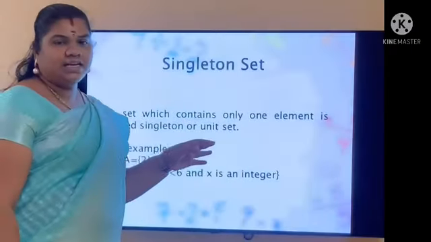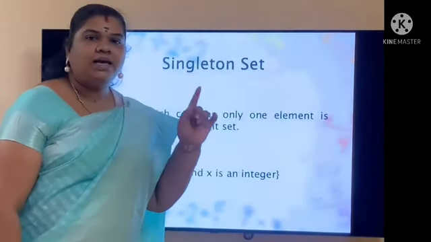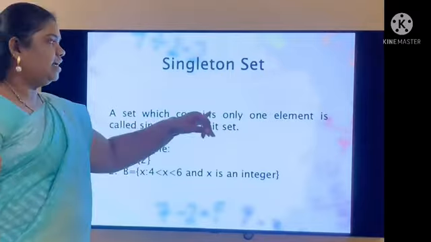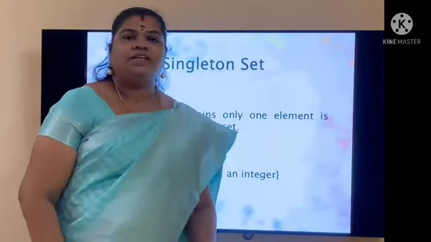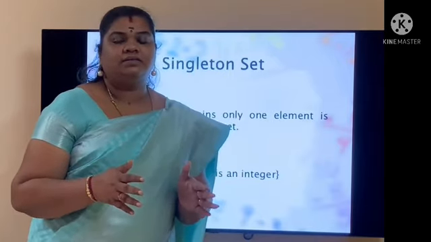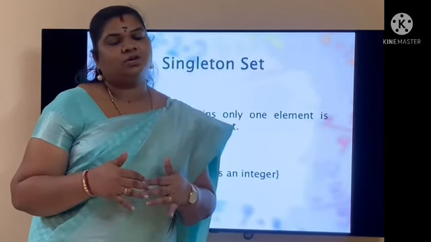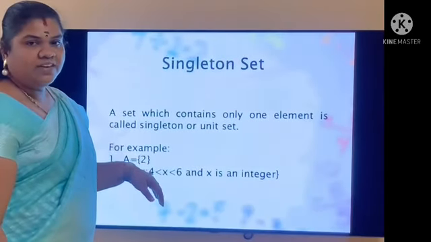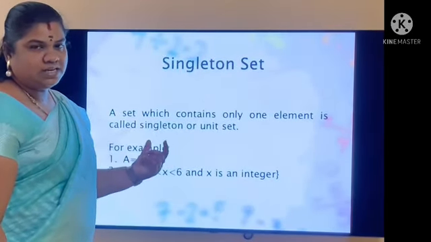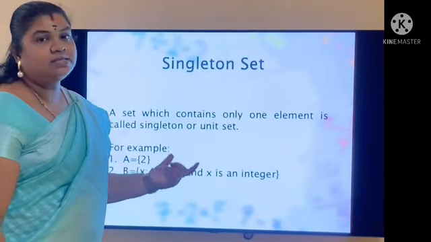Okay, next we are going to see singleton set. A set which contains only one element is called a singleton or unit set. So when there is only one element in a set, it is called a singleton set. For example, A is equal to {2}, where 2 is the element present in the set, which we call a singleton set.